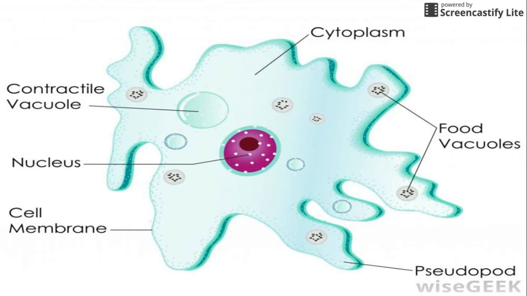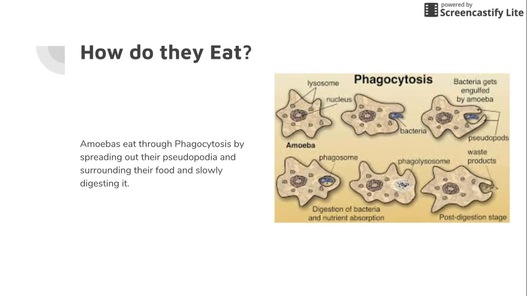Amoebas use cell membrane to protect themselves. They use cytoplasm to hold everything in place. The nucleus contains the majority of the cell's genetic material. Food vacuoles digest food that has been taken in by the pseudopods. The amoeba uses pseudopods for movement and eating. Contractile vacuoles excrete water and waste.